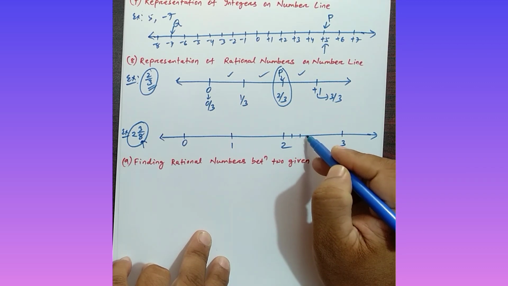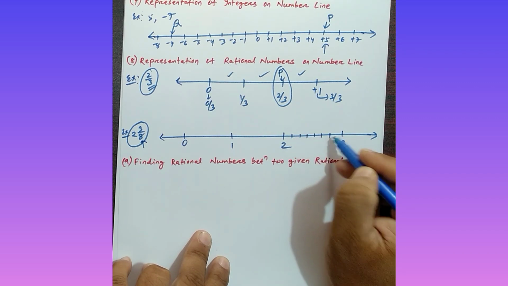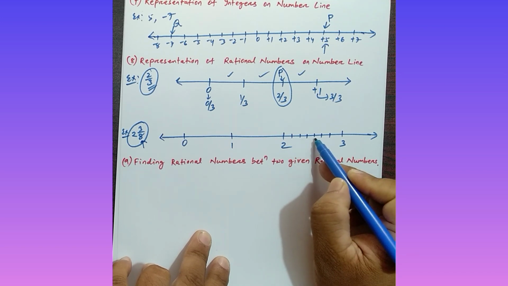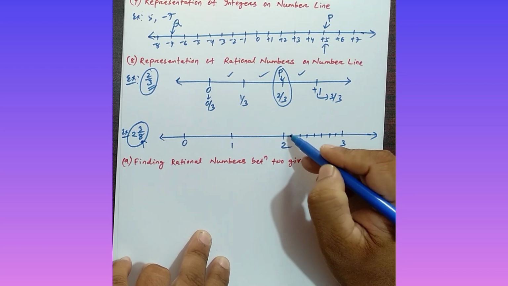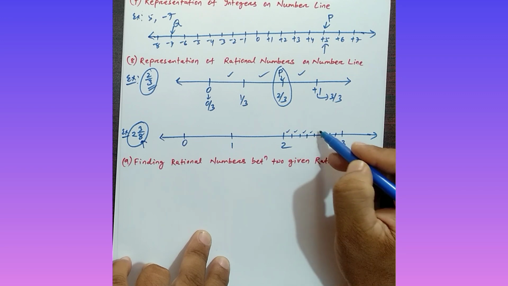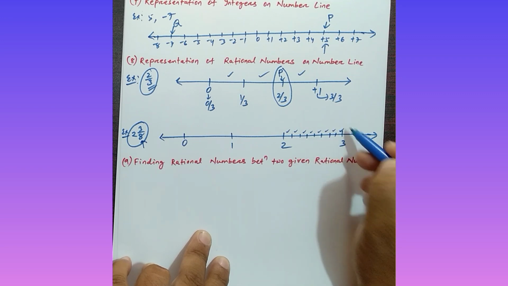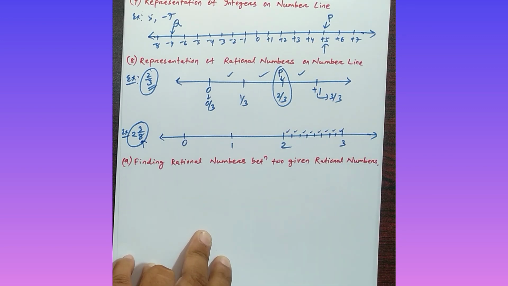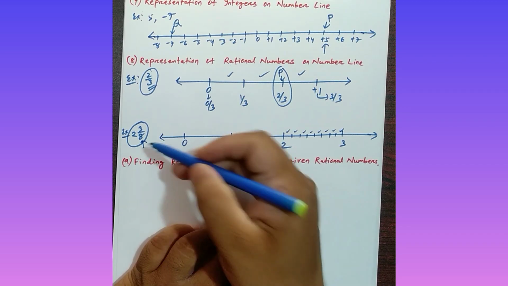1, 2... ओके, सो 1 2 3 4 5 6 7 8 हो गया. 8 इक्वल पार्ट्स हो गए. ठीक है, बहुत बढ़िया.